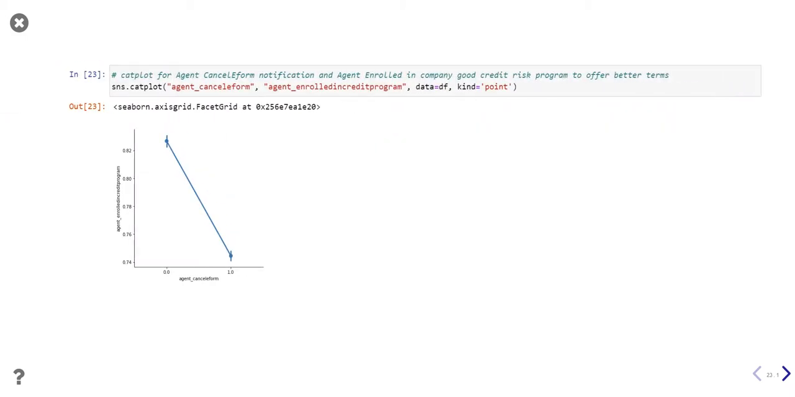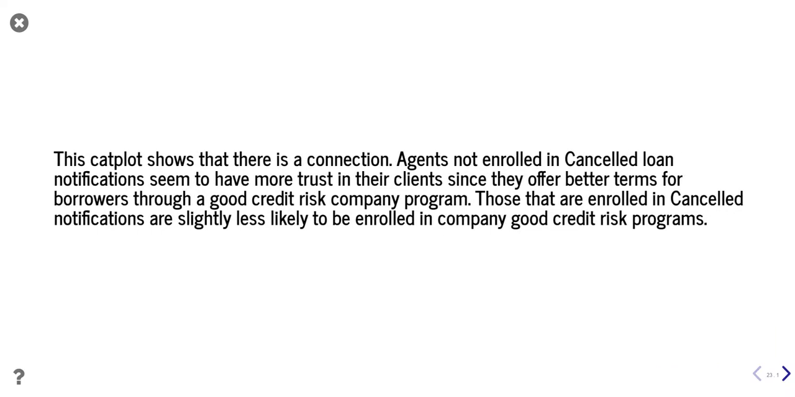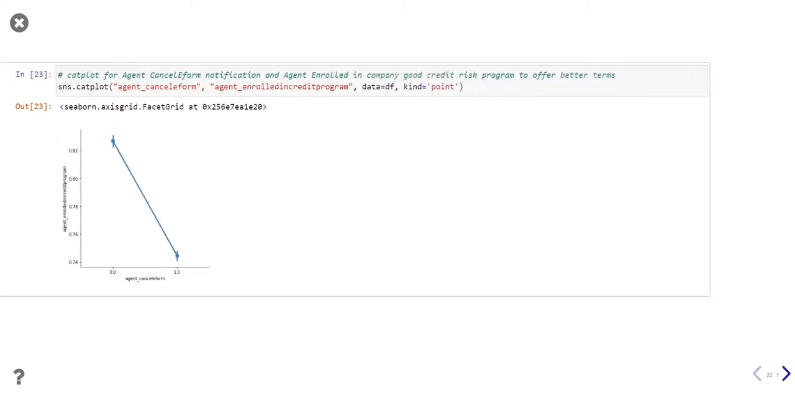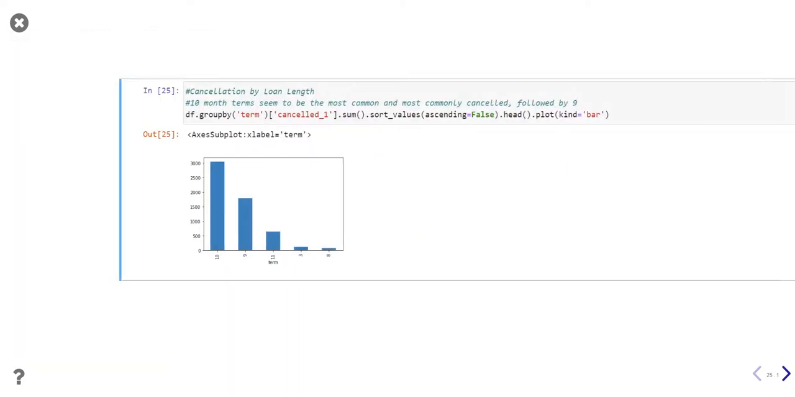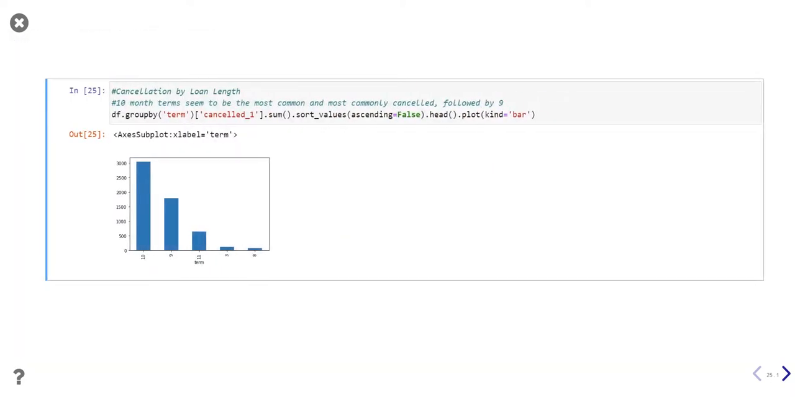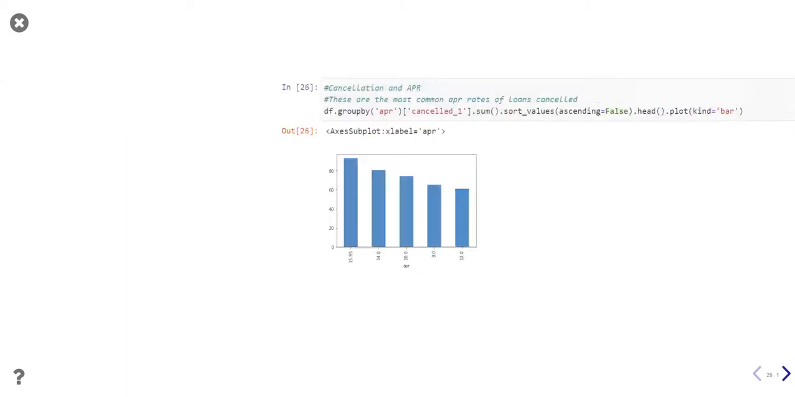Then we got a cat plot here to show the connection with agents. Just a couple of cool things we were able to do in the business intelligence section. We were able to see cancellation by loan length. Like I said, this allowed us to see that a loan term of about 10 months was the most commonly canceled, followed by 9. Just common canceled loans.